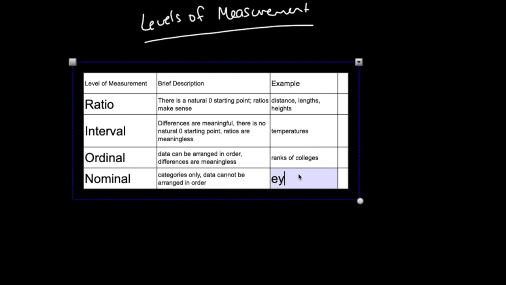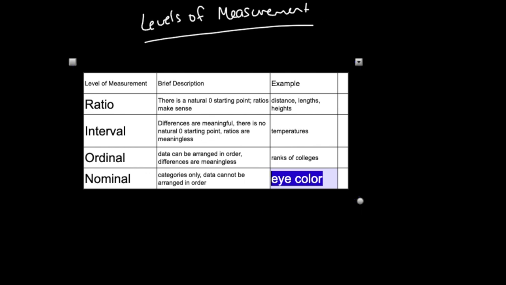So, eye color. With eye color, I can categorize blue, brown, green. But I can't arrange it in order. I can't say that brown eyes are better than blue eyes. That's an opinion, right? I can't necessarily say that that is factual. So I cannot order it, but I can categorize it.